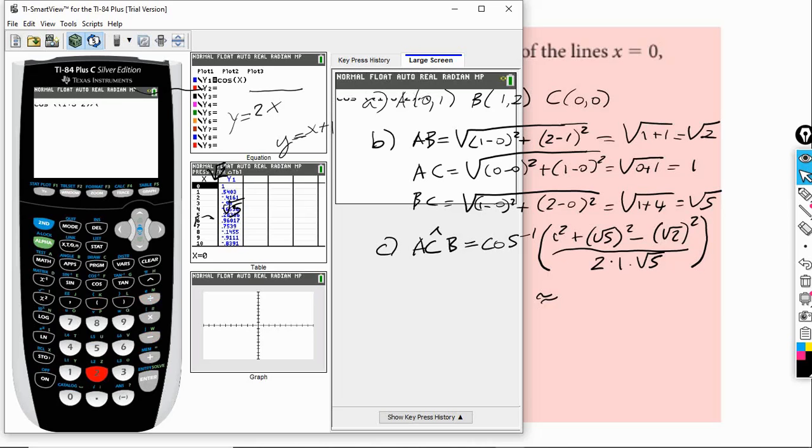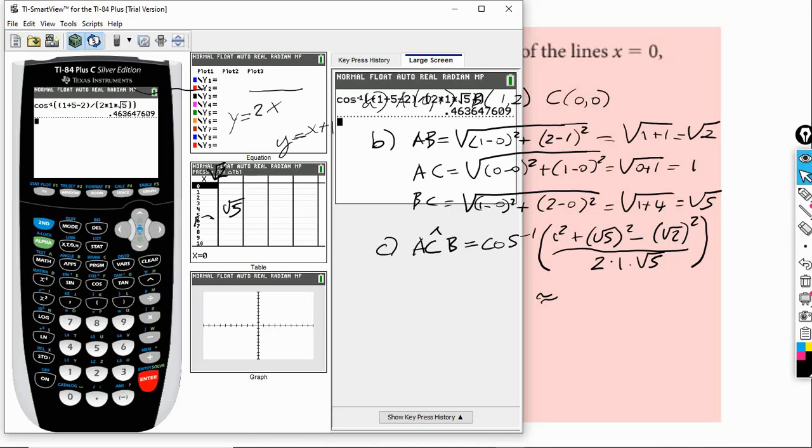2 times 1 times, I really don't have to write one, but that's okay. 2 times 1 times square root, second function, square root of 5. And then we need to close parenthesis and close it again. There we go. So that would be, let's check, 1 plus 5 minus 2 divided by 2 times 1 times square root of 5. And we're doing the inverse cosine of that.